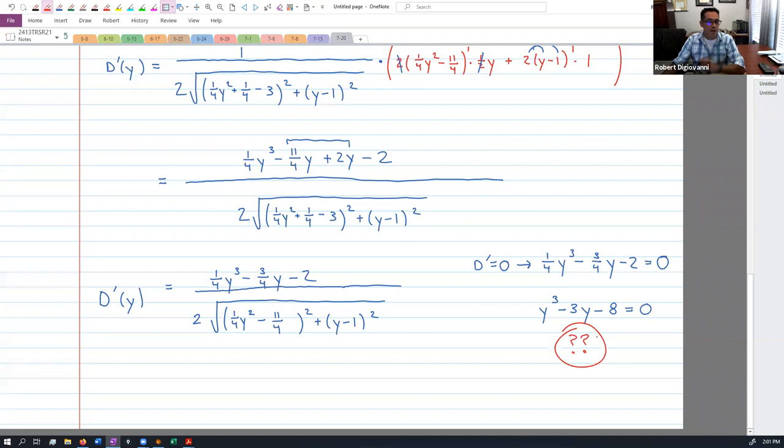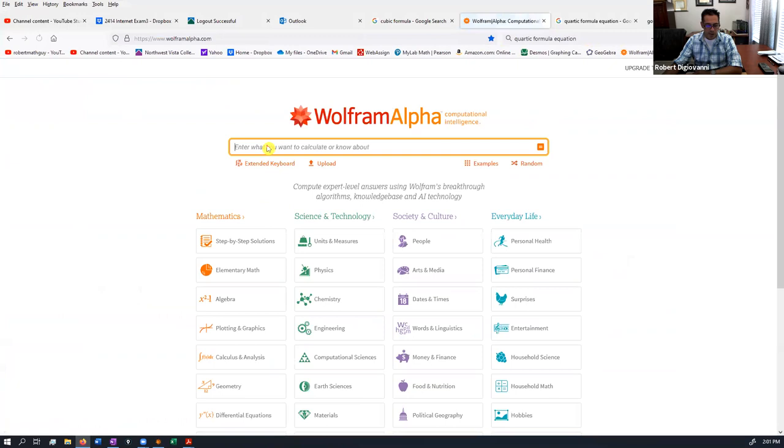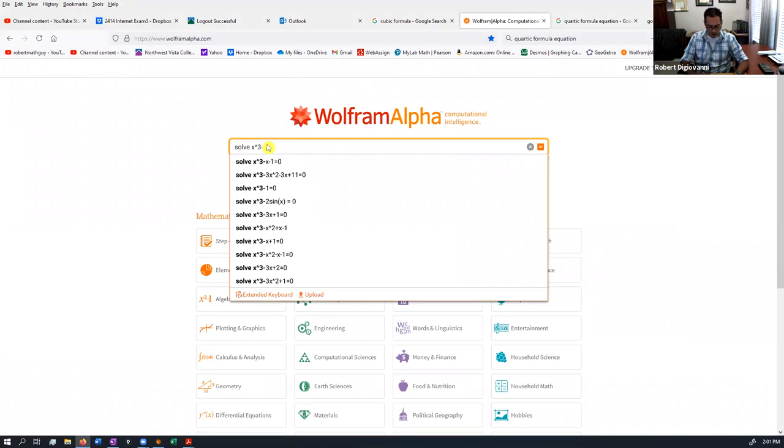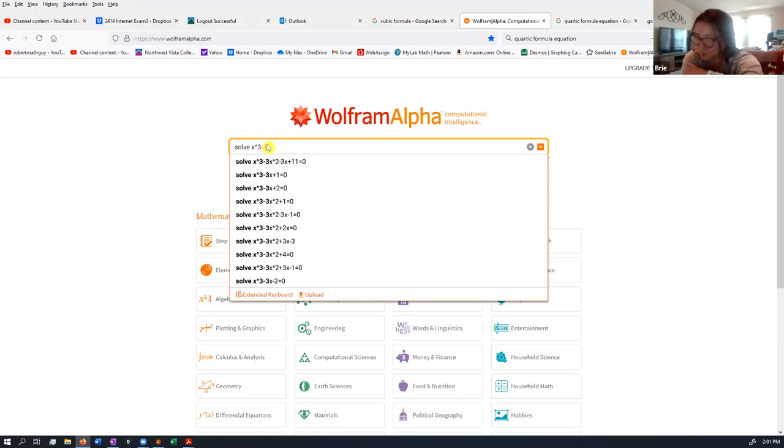In the next section, I will show you how we can solve that. I'm going to show you a method to solve this that you've never seen before, all right? But for now, I'm going to use technology to do it. So I'm going to solve this on a computer. I think I'll go to Wolfram Alpha. So I want to solve, what is it, x cubed minus 3. I'm using x instead of y. Yeah, I'll use x instead.